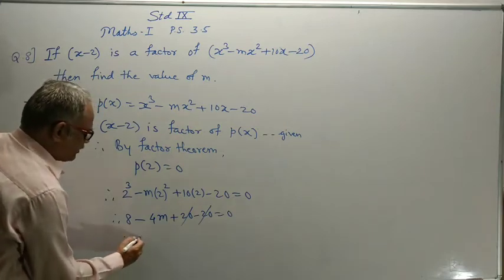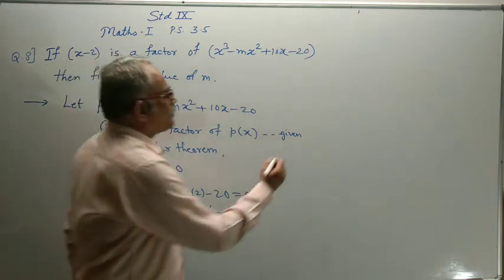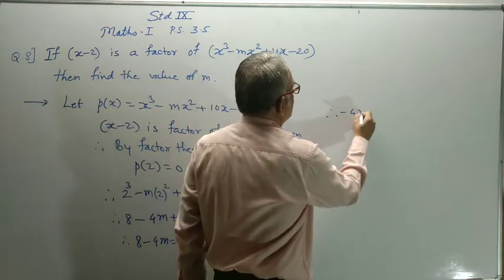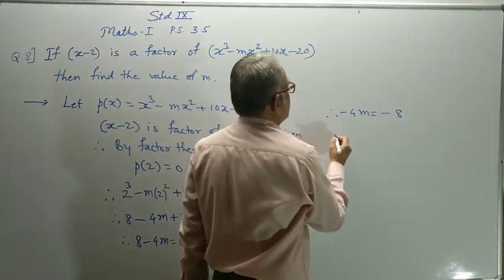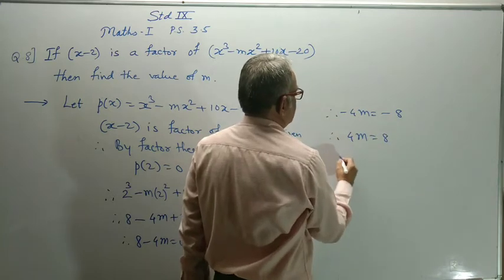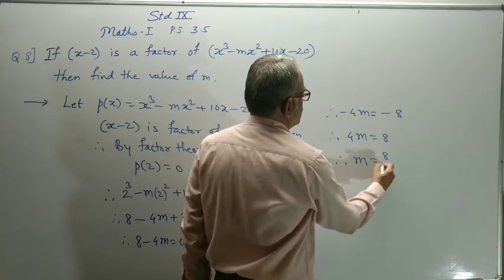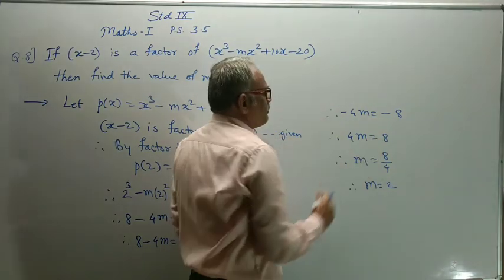8 minus 4m is 0. Therefore, minus 4m equals 0 minus 8, which is minus 8. Changing the sign, 4m is 8. m is 8 upon 4. m is 2. This is one of the easy methods.